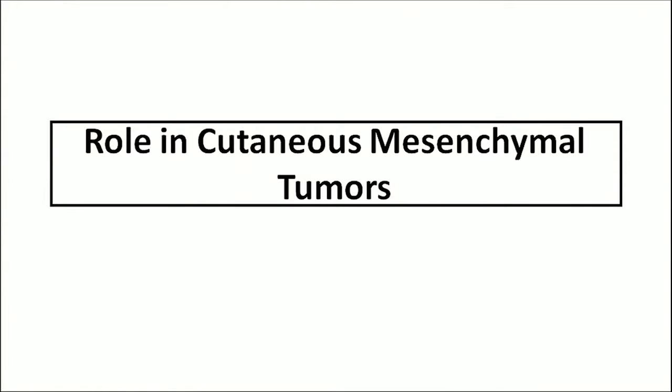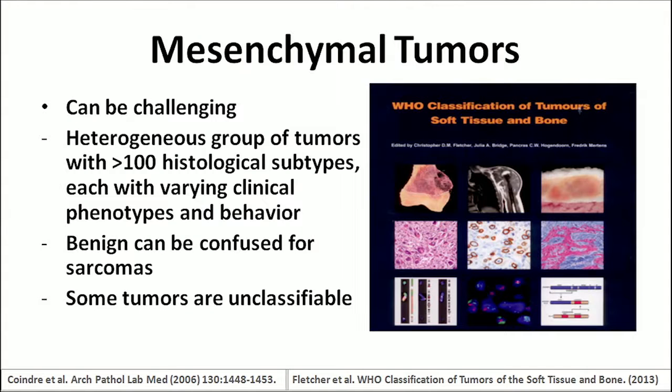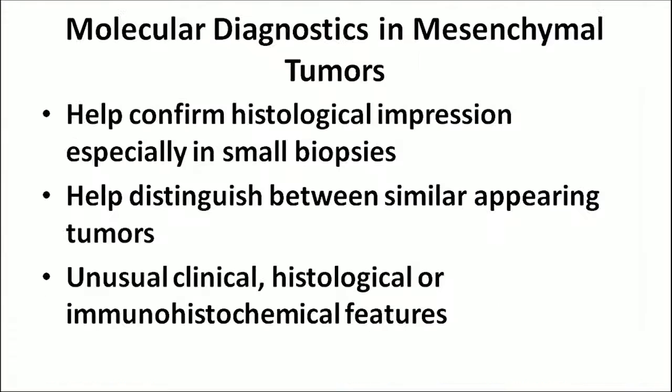So let's look at the role of some of these types of testing in some relatively common cutaneous mesenchymal tumors. Well, some common and maybe one not so common one. So we all know that mesenchymal tumors can be challenging. There's lots of different types, probably over 100 histologic types, not including the bone tumors, each with varying clinical phenotypes and behavior. Unfortunately, we can have some confusion between benign and malignant forms, and there's still a class of tumors that are really challenging to classify and are essentially unclassifiable. Although, in the grand scheme of things, it's a relatively small subset.